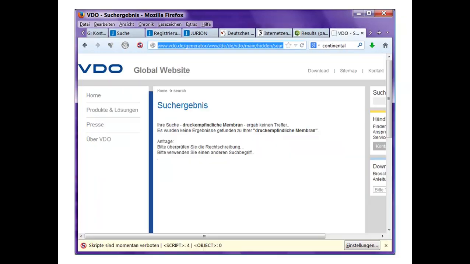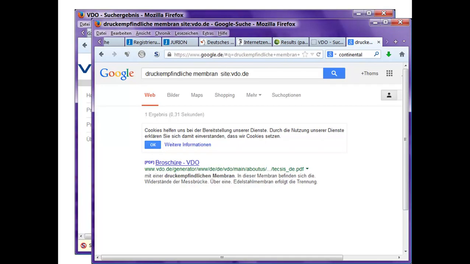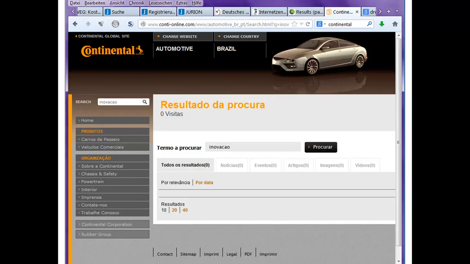Right? So, a lot of investment. Make a nice website, but then the search will not lead the user to this PDF document. So a lot of users won't find it, and the investment is basically lost.